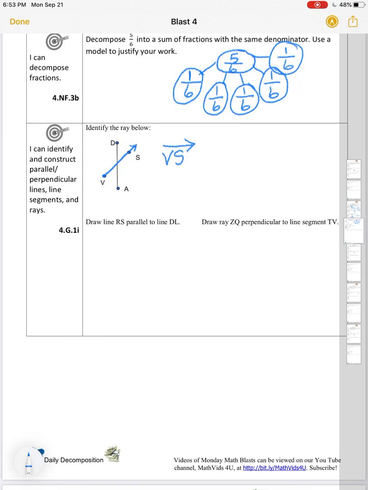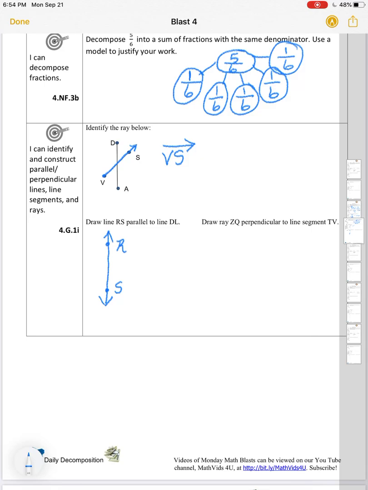So next I have draw line RS parallel to line DL. So a line extends in both directions. And we're going to call this line RS. And so I can put my R on top and my S towards the bottom there, or I could have done that in the opposite direction. Because both ends extend, both ends have arrows there, then R and S could be written either way.